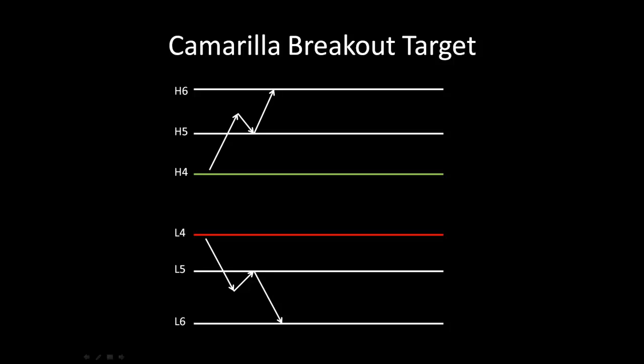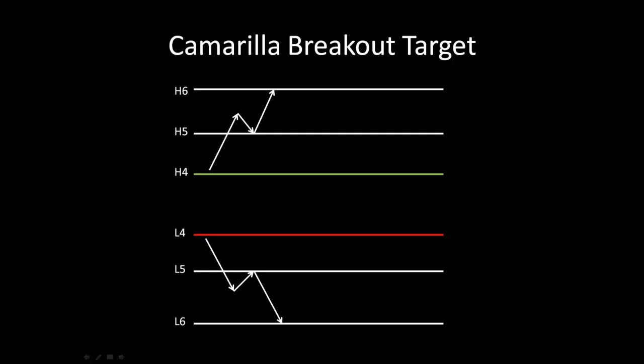The 5th and 6th levels, like I said before, are basically just targets. They're targets for the breakout of the 4th level. So if you break out above H4, then your first target is going to be H5, and the second target is going to be H6. I can tell you that the 6th level is hard to hit. Usually it takes a trend day to hit the 6th level, and it's the same thing for the downside with L5 and L6. Your first target is going to be L5, and if it continues to go in that direction, it'll be L6.